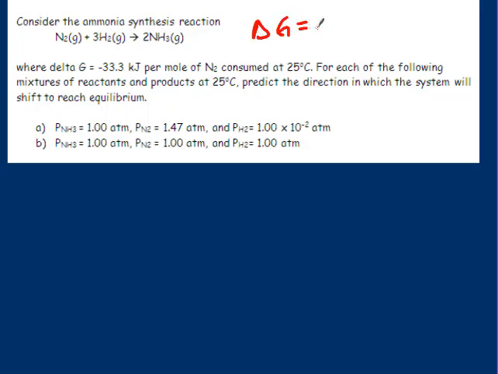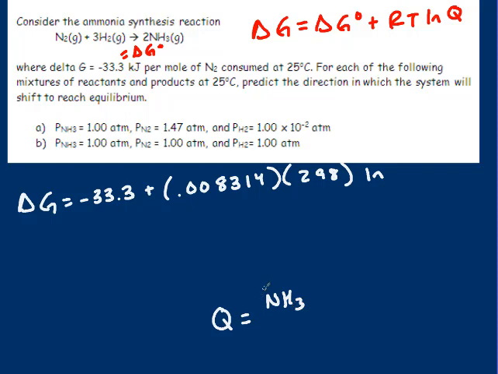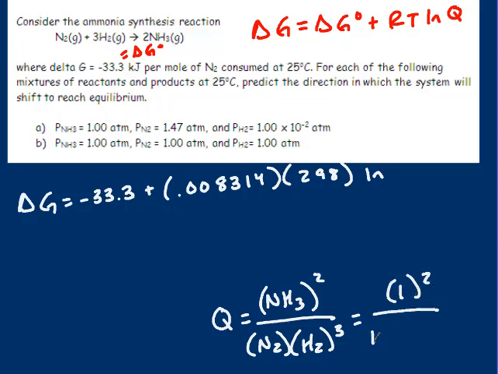From the previous slide, our equation is delta G equals delta G naught plus RT ln Q. They gave us the delta G naught. And so delta G is equal to negative 33.3 kilojoules plus R. We need to make sure that we convert R to kilojoules, so 0.008314 times temperature in Kelvin, and then ln Q. For our Q, we're going to do products over reactants, so NH3, the pressure of that squared over N2, and then H2 cubed. So our NH3 was 1, so that squared over 1.47, and then 1 times 10 to the negative 2 cubed.